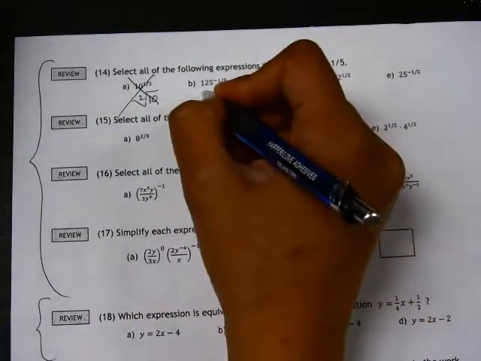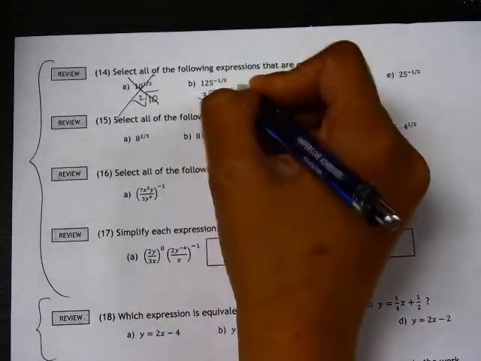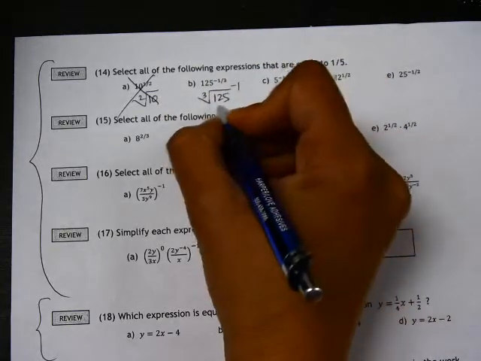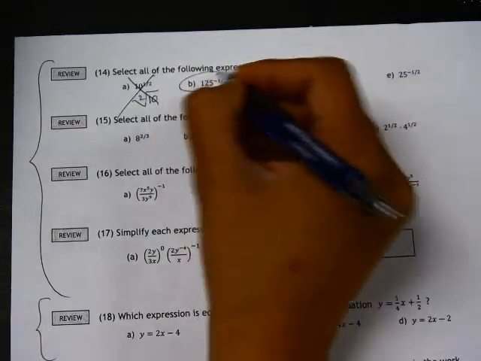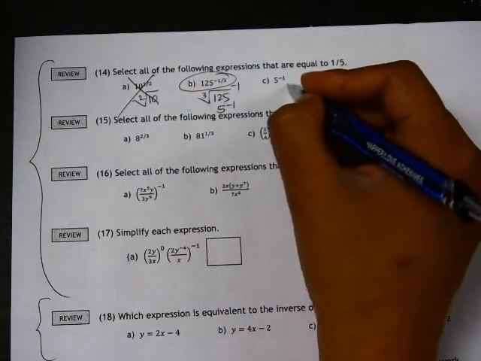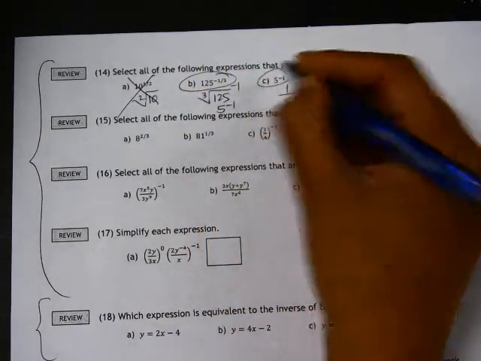125 to the negative 1/3, that's the cube root of 125 to the negative 1. That is, cube root of 125 is 5. 5 to the negative 1 is 1 over 5. 5 to the negative 1 is 1 over 5 to the first power, so that works.